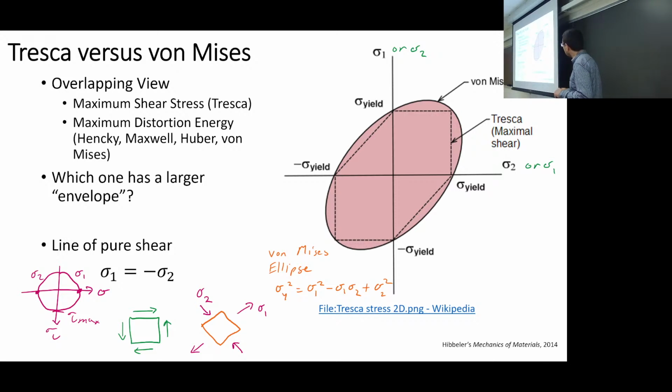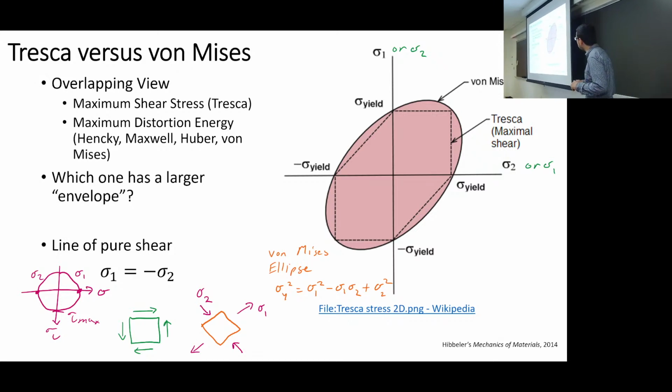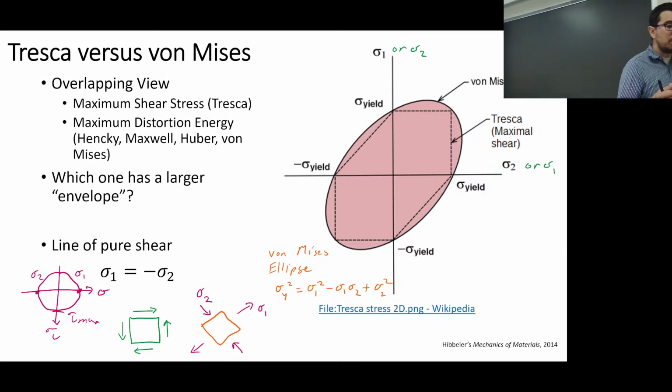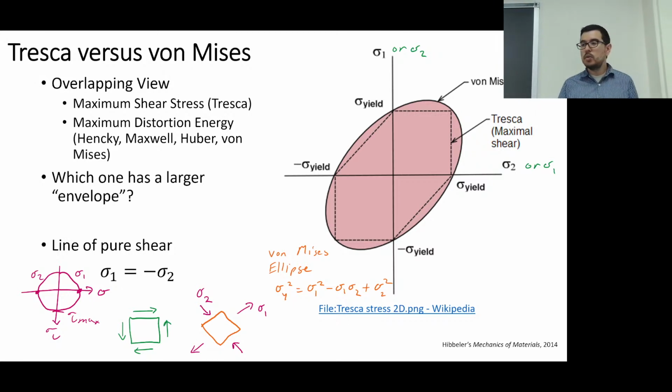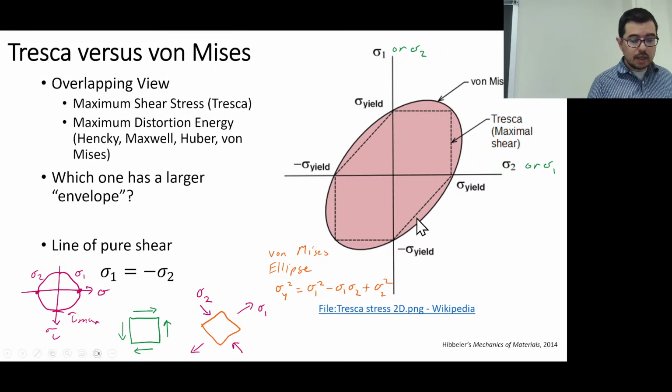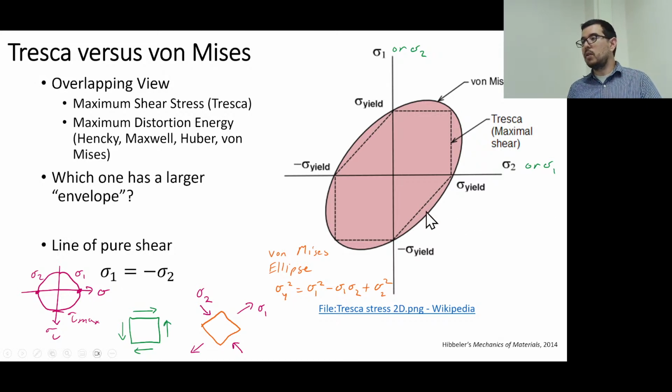So this suggests that if you want to push the envelope, you use von Mises, to essentially say that you can handle more stress than you can with Tresca. It also means that if you use Tresca, you're probably going to be okay. And Tresca, in a lot of cases, is simpler. You can do the Mohr circle and boom, you're done.